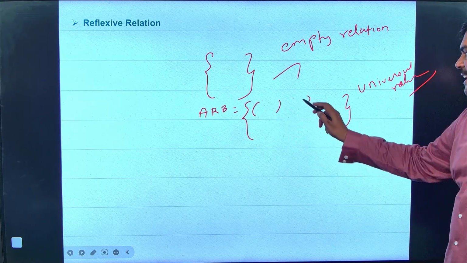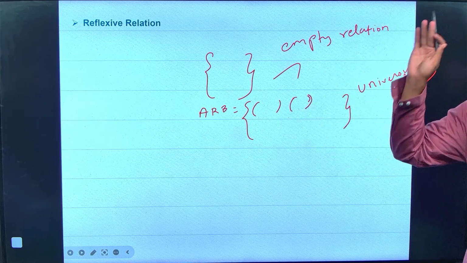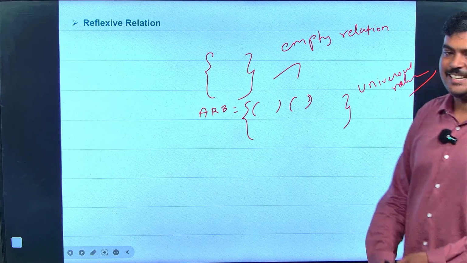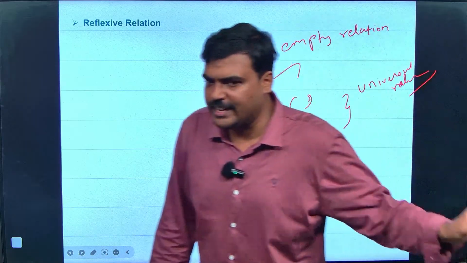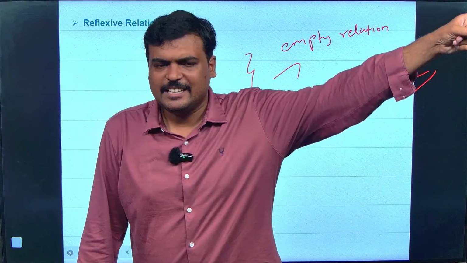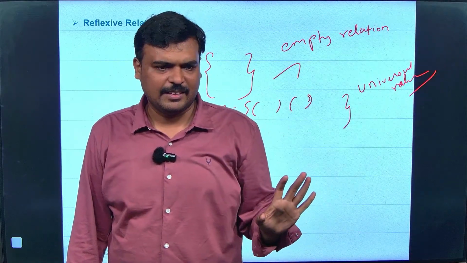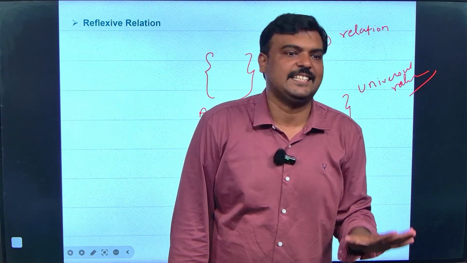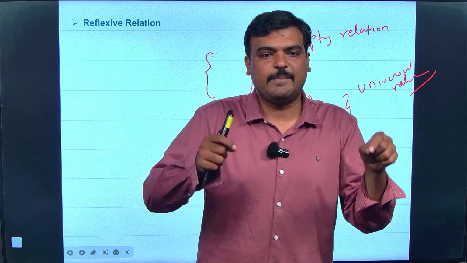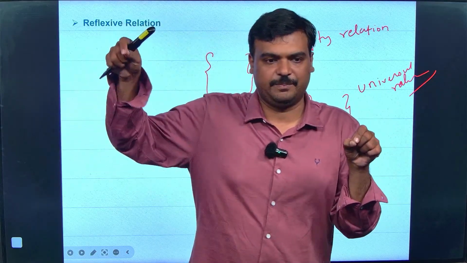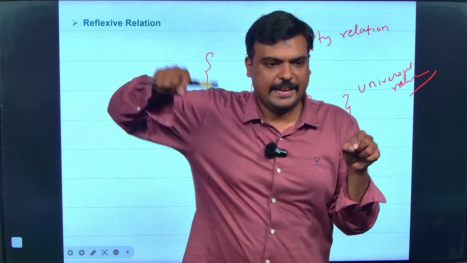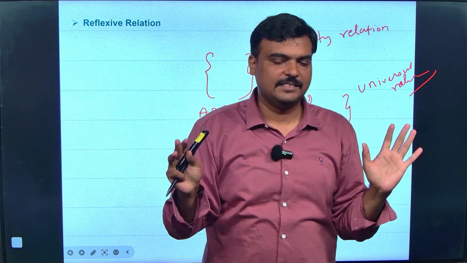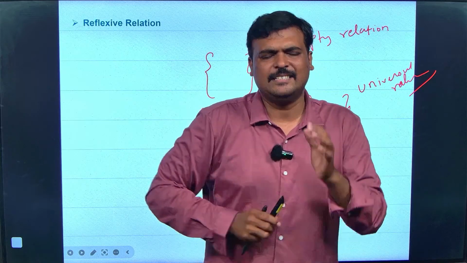When we have a relation where all the A cross B elements are there in the relation, I'm going to call it as what? Universal relation. And sometimes both the relations together we call it as trivial relation. Correct? And we saw about identity relation. What is identity relation? The relation where the elements relate to themselves: A comma A, B comma B, 1 comma 1, 2 comma 2, that alone will be there. Then I am going to call it as identity relation.